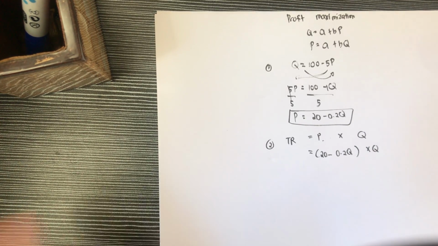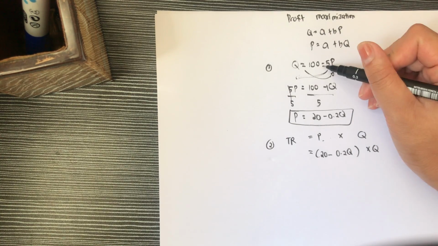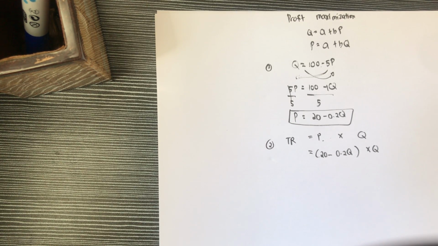Okay, so maybe some of you are asking, Miss, I used 100 minus 5P instead of Q, and then I just maintained P. You can also do that, but as I have said, if you want to go further, if you want to know the price and the quantity that's going to give you the highest profit for your business, given a certain demand function, you have to use the inverse format.